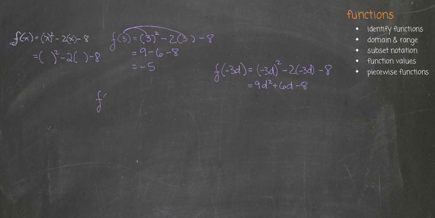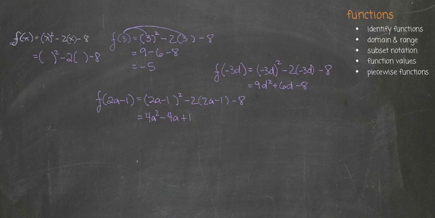But what about a case that looks like this? f of 2a minus 1. This would be really easy to confuse. So I'm going to do big gaping hole again, minus 2 times big gaping hole, minus 8. And watch this. 2a minus 1, 2a minus 1. All right, so the first one is the square of a binomial. So that's 4a squared minus 4a plus 1, minus 4a plus 2, minus 8.